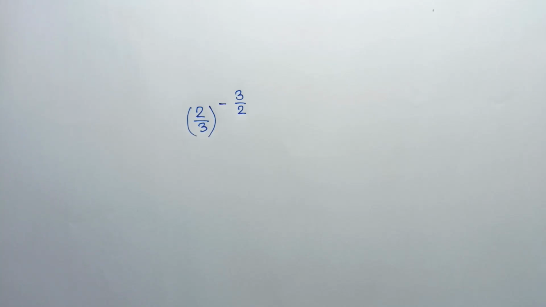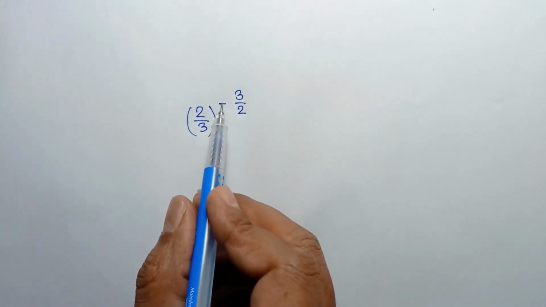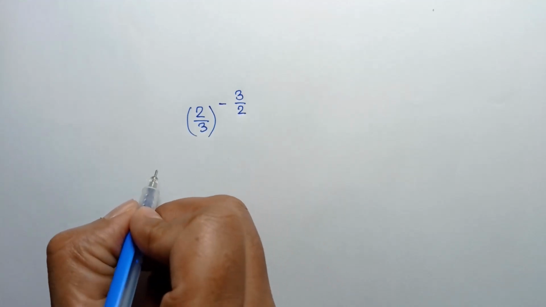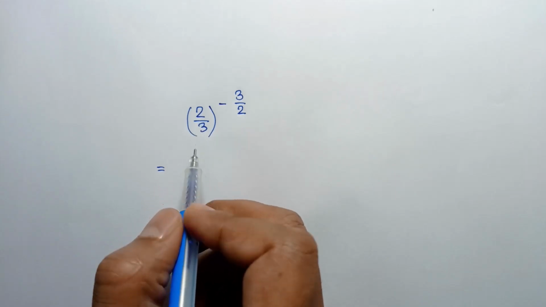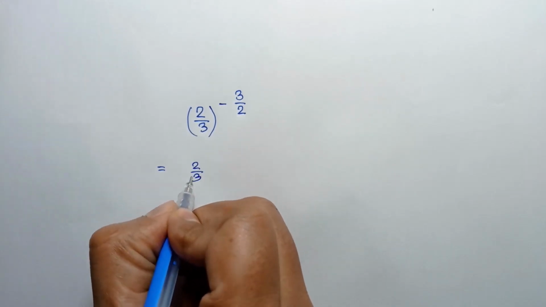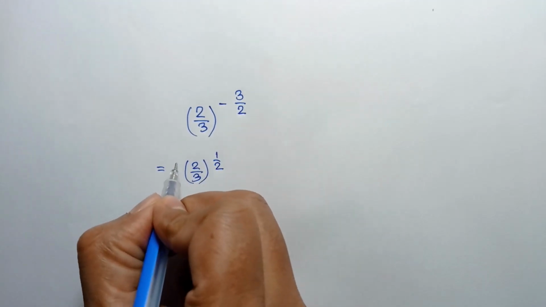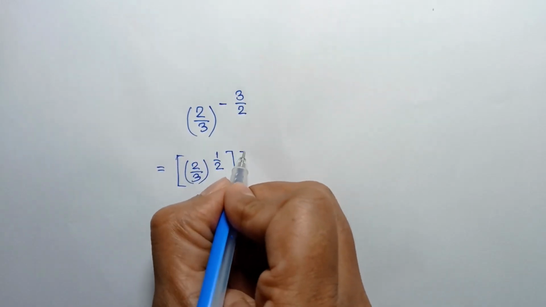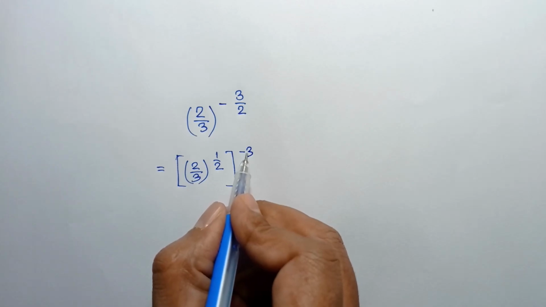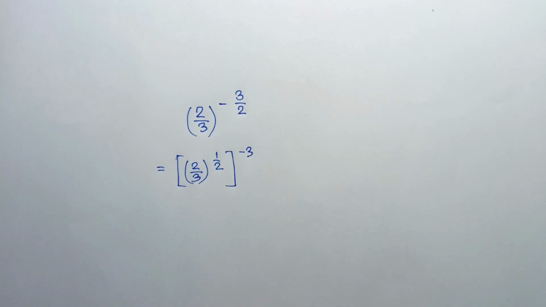Hi everyone, in this video I am going to show how to simplify (2/3)^(-3/2). This can be written as ((2/3)^(1/2))^(-3). This negative 3 times 1/2 is negative 3/2.